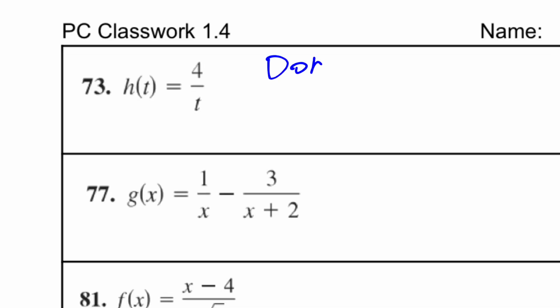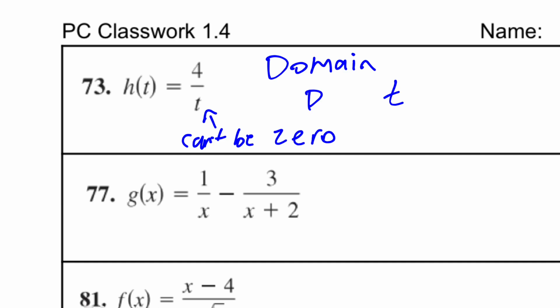73, we're finding the domain, and this one has a restriction. This can't be 0. So we write that like this. We write that the domain is that t is not equal to 0.